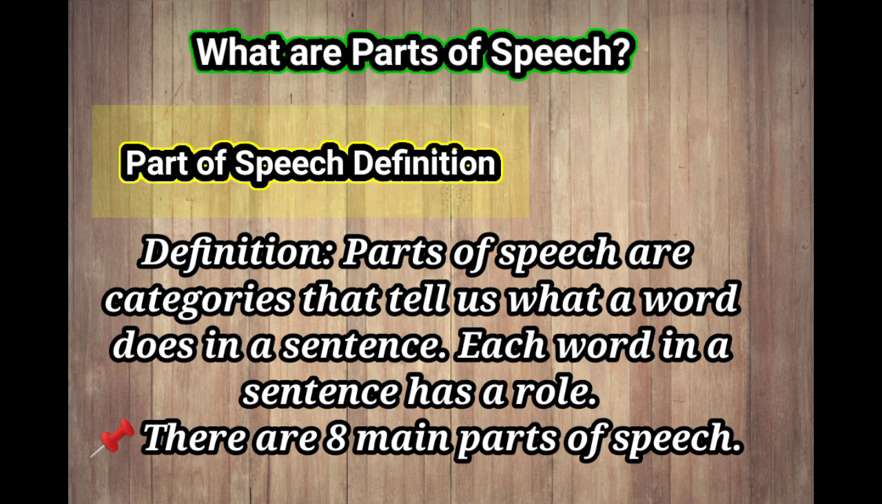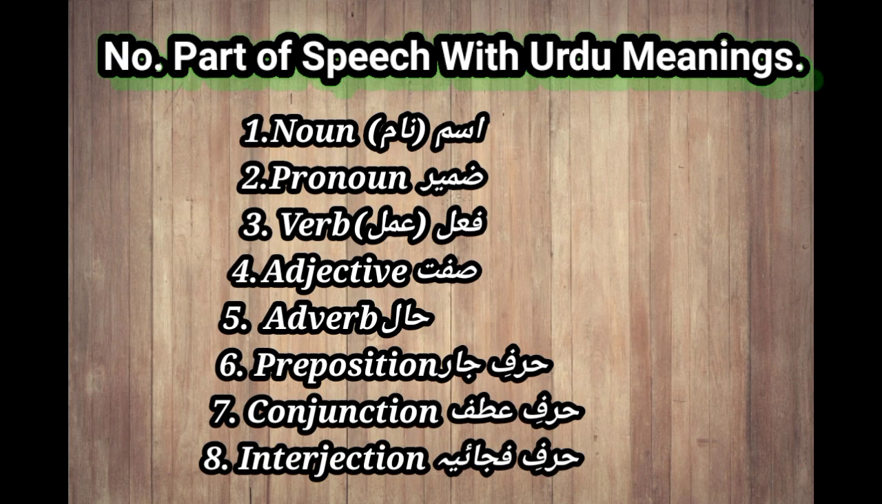What are the parts of speech? Definition. Parts of speech are categories that tell us what a word does in a sentence. Each word in a sentence has a role. There are 8 main parts of speech. Number of parts of speech with Urdu meanings.